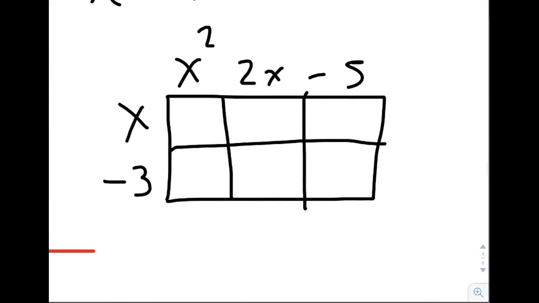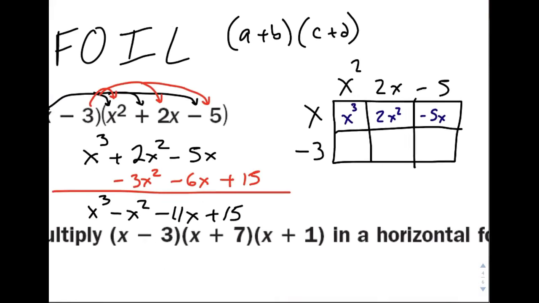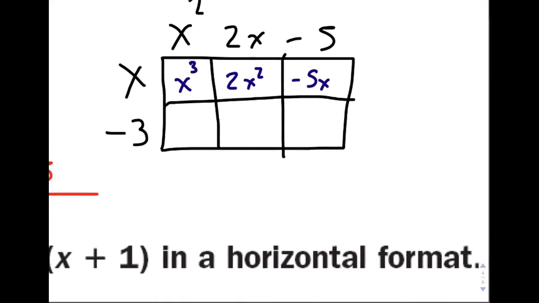So x cubed, 2x squared, and a negative 5x. And you'll recognize those right from right here. I mean, these terms are exactly the same right there. You know, it's just organized distributive. It's not a different way. It's just how you're going to organize it. And then the same thing happens down below. We're going to have a negative 3x squared, a negative 6x, and finally a positive 15.